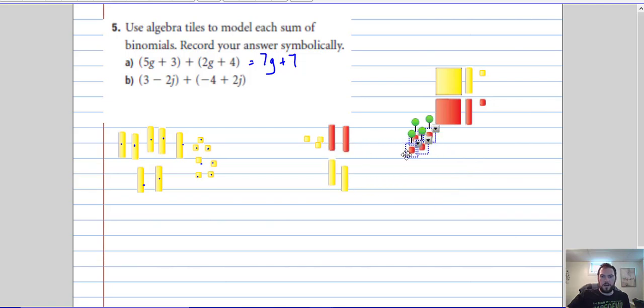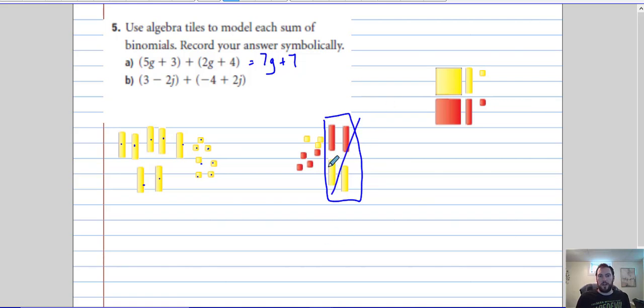And again, all this then tells us to do is to group these together. Now, the difference here is instead of adding them up, we're going to find our 0 pairs, right? So I have 2 positive j tiles and I have 2 negative j tiles. So there's one of my 0 pairs, so they go away. And I have 3 positive 1 tiles and I have 3 negative 1 tiles. So there's a 0 pair and it goes away. And it just leaves me with negative 1.